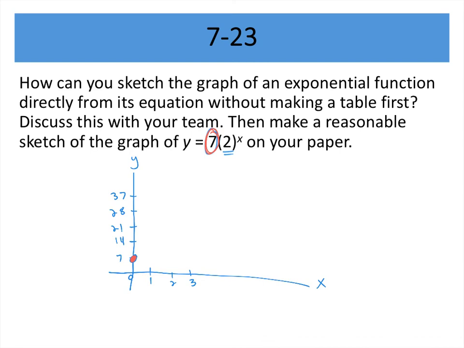So after x increases by 1, it's going to double to be 14, and then double to be 28. Oh, that's so wrong. That should be 35 if I'm going by fives. And then doubling again will grow exponentially, because it's doubling each time. A reasonable sketch of this is that if I went into the negative world, it would keep going down, and if I kept going to the positive x values, it would keep increasing.